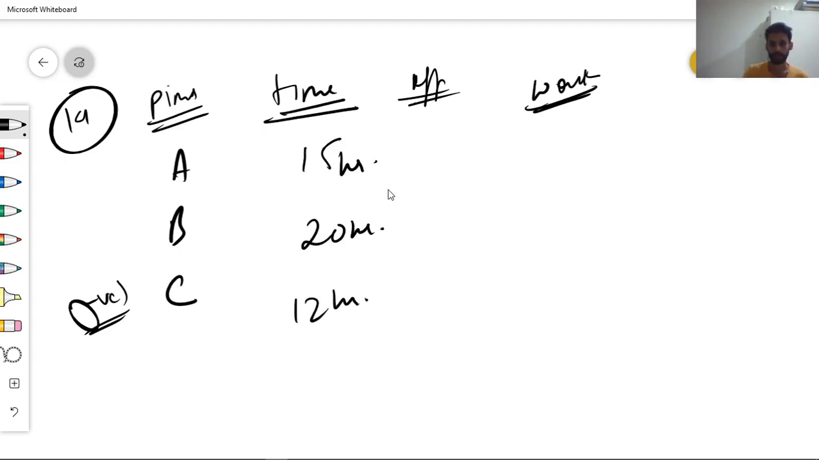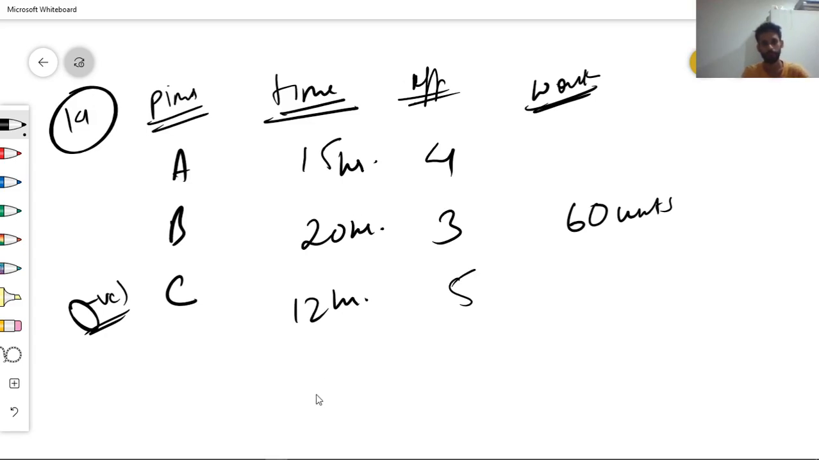And all this, the LCM is 60 units. So here 15 4s are, 20 3s are, and 12 5s are. This one is in negative.